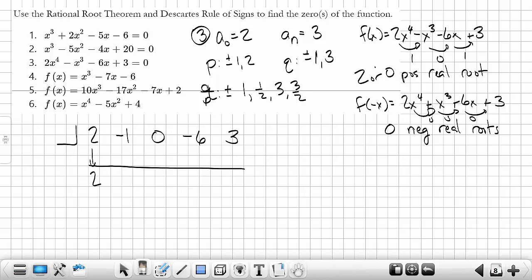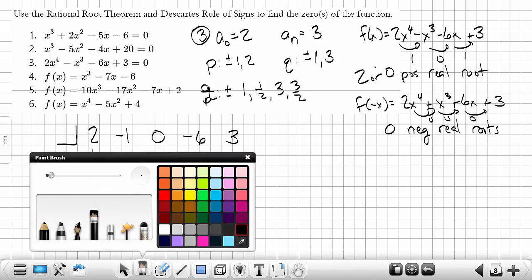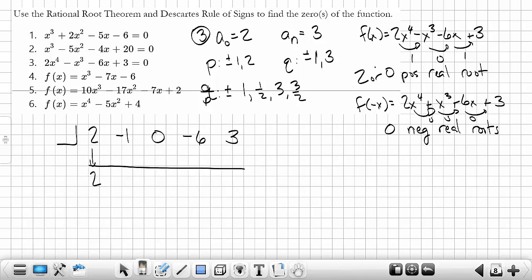Why not? I like the idea. So 3 halves times 2 is 3. 3 minus 1 is 2. 3 halves times 2 is 3. Whoop, not going to work, because when I add those, I'll get 3 times 3 halves. My first guess didn't work.